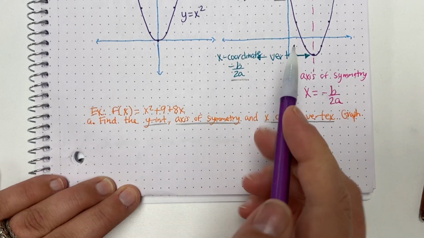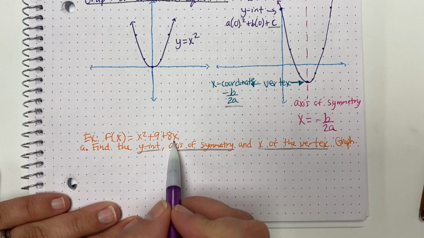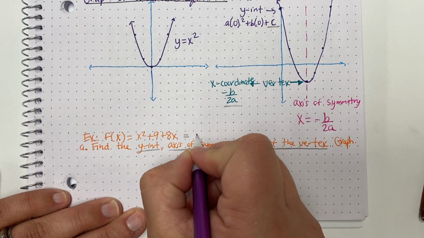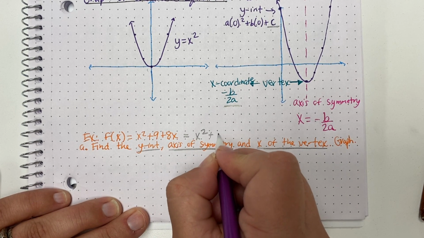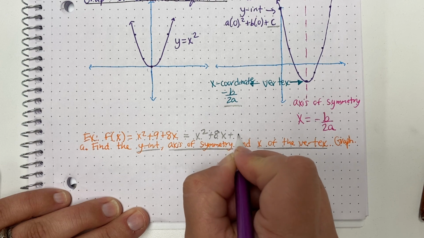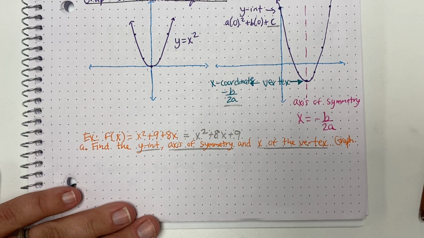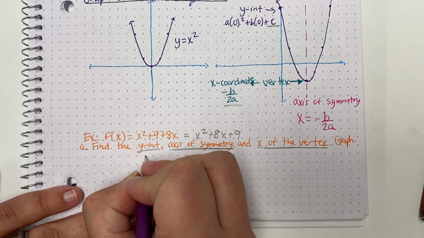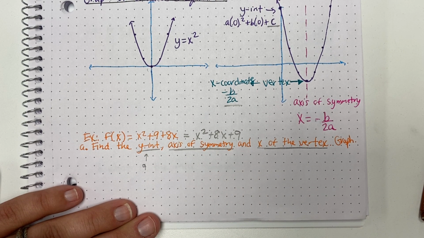Our y-intercept, it says up here, that happens at our C. This equation here is not in the proper order, so let's move it around. I'm going to make it x squared plus 8x plus 9, so it is in the right order. And now we can see our y-intercept is right here at this 9. So the y-intercept is going to be 9.